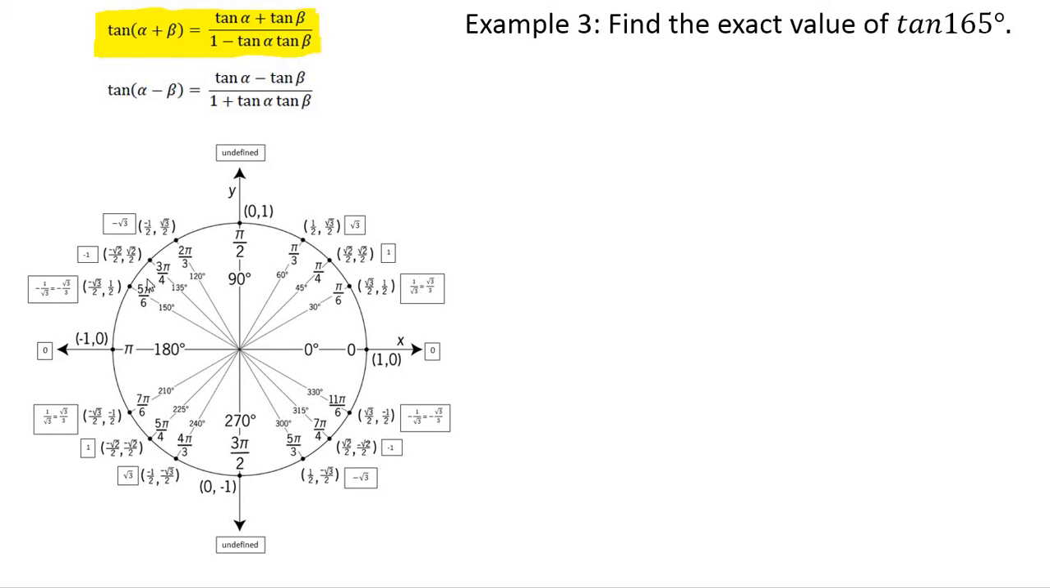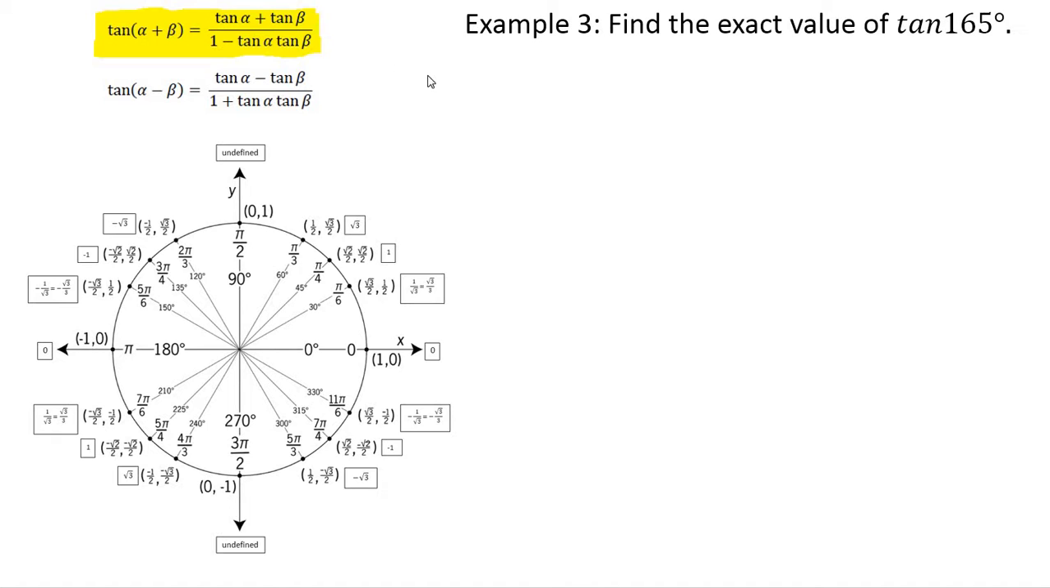So again, I want two angles from my unit circle that either add or subtract to make 165. Now again, there may be certainly more than one combination. Sometimes there's maybe a lot. For this case, 165, the easy one that jumps out to me is if I do 45 plus 120. That would make 165. So that's what I'm going to do. Okay, so let's go ahead and set this up.